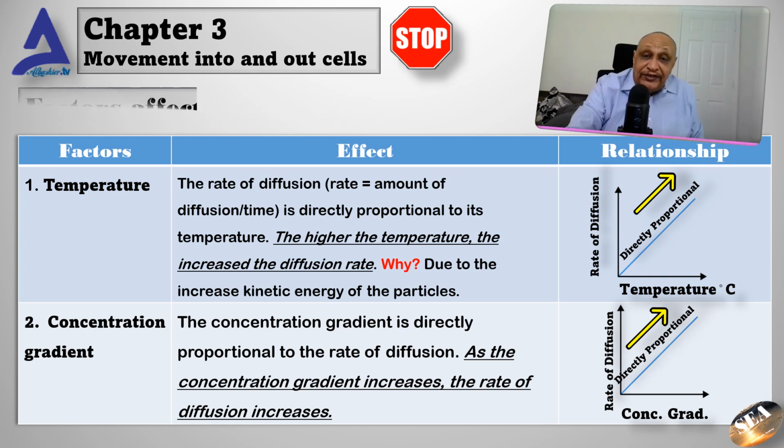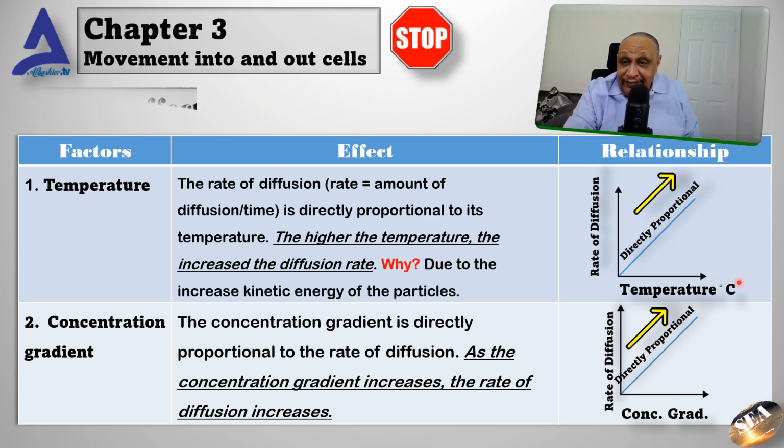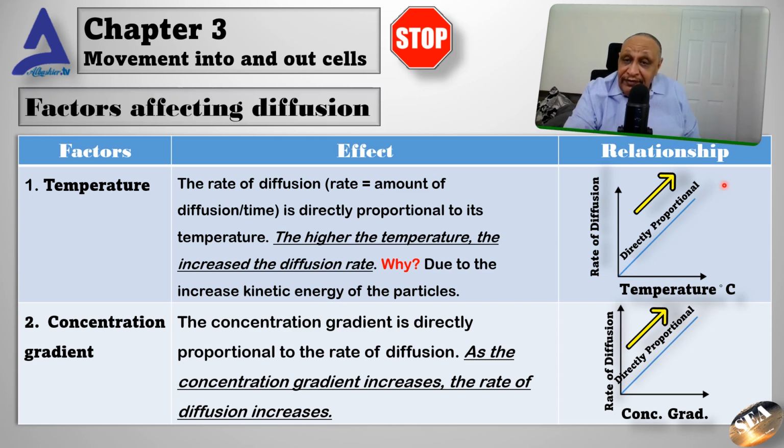And for this reason, you have to understand this one. This is the rate of diffusion in the y-axis. In the x-axis, it's temperature in centigrade. So whenever the temperature increases, the rate of diffusion increases. And this linear positive direction is called directly proportional.